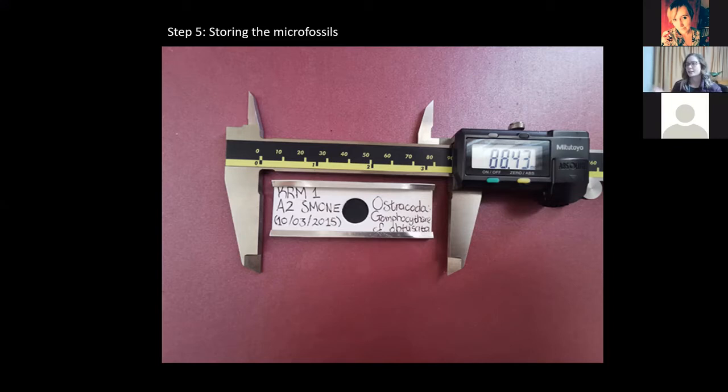Next up, as I mentioned, you're going to store your microfossils, and you're going to store them in these little micropaleontological storage cells, very much with the exact context of your sample and what it is. So in this case, it was an ostracode called Microfossils obtusata.